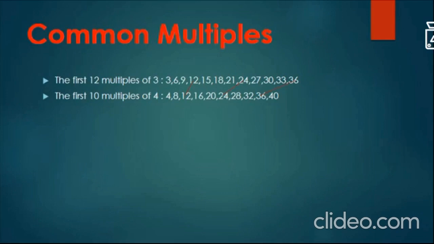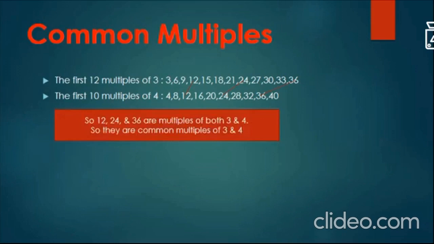You can take more than 2 numbers, write their multiplication tables and find the common multiples which are in the multiplication tables or multiples. Now, here if you increase this multiplication table, you can find more than 3 common multiples. Here we have seen 12 multiples of 3 and 10 multiples of 4. But you can find more common multiples also.